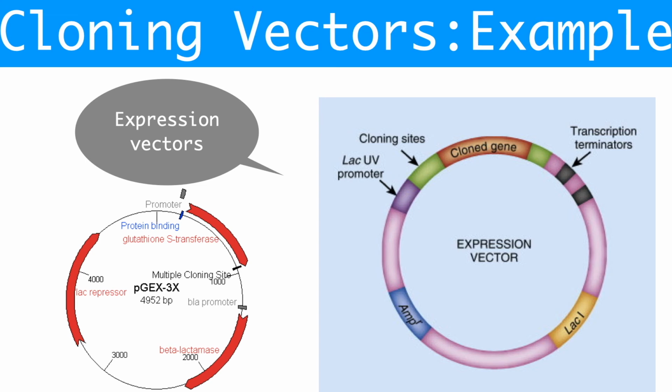So here we can see the example of PZEX3X expression vector having protein binding site. Once we introduce the specific gene of interest that encodes a certain protein into the expression vector, it will then be induced to produce a protein from that specific gene sequence.